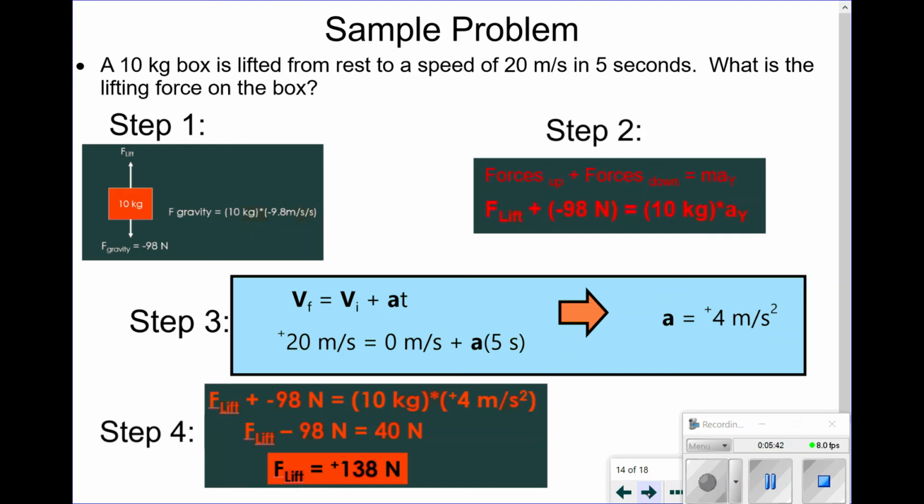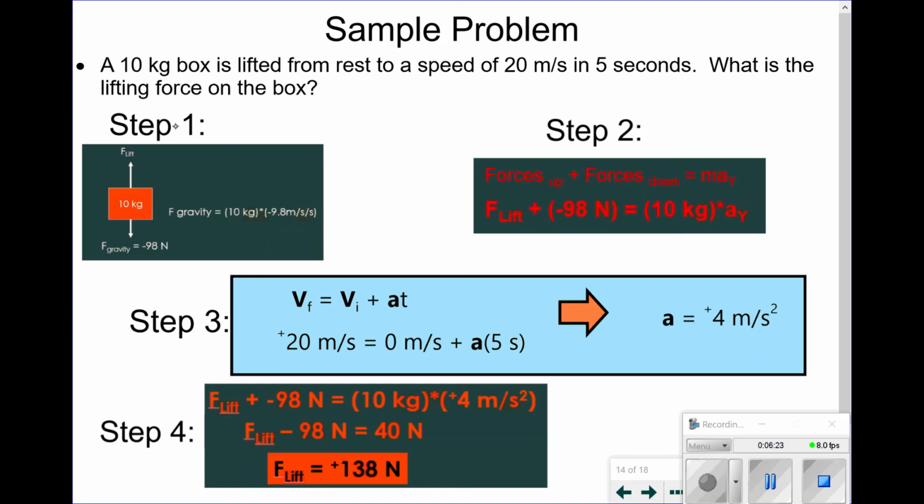Please notice the very first step is a free body diagram. People who do not draw out a free body diagram often get this question wrong because they forget about the force of gravity. We have gravity pulling down on the box, and at an acceleration of negative 9.8 meters per second squared, the force of gravity is negative 98 newtons. I also have a lifting force that I do not know. My diagram isn't complicated, it's just these two forces, but it does lay down the foundation that I need. And I'll be honest, most of our free body diagrams are not going to be complicated, but they are still incredibly important to draw out.